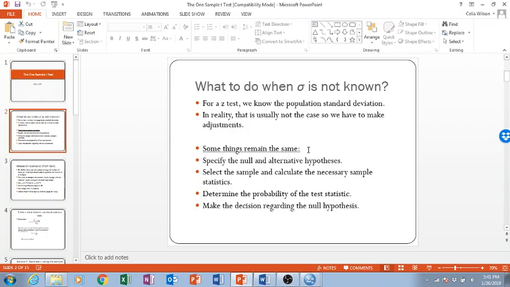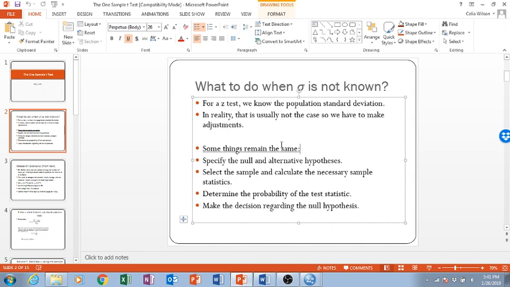Some things remain the same. Like this is what I was talking about before, where once we have the process down, it's going to kind of get easier and easier for you in some respects. So we still specify the null and alternative hypotheses. We'll still select the sample and calculate the necessary sample statistics, such as the mean. We're going to determine the probability of our test statistic. So before we determined the probability of z, this time we'll determine the probability of t, and then we'll make that decision regarding whether or not we're going to reject the null or fail to reject the null.